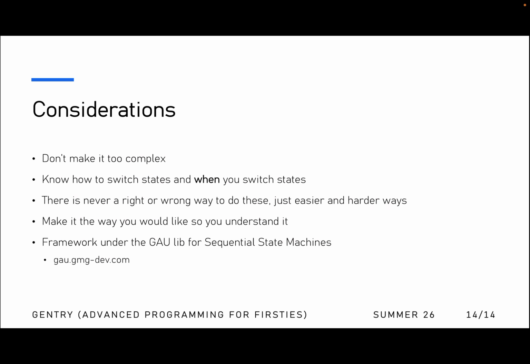So for some considerations, don't make it too complex. Know how to switch states and when you want to switch states. Like, do you want to ensure that the robot is done with its operations and then switch the state? Or do you want to switch it before checking? It's all up to consideration. There's never a right or wrong way to do all these things, just simply easier and harder ways, and ways that you understand and ways that you don't understand. So obviously make it the way you would like to make it so you can actually understand it, because that's the most important thing about all this.